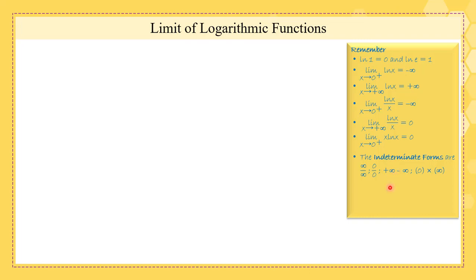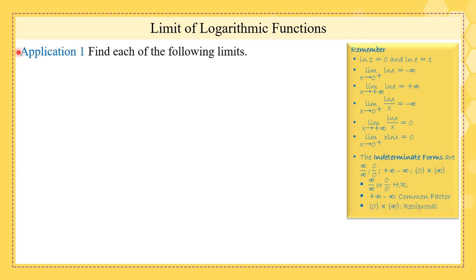We have indeterminate forms: infinity over infinity, 0 over 0, we use L'Hopital's rule; plus infinity minus infinity, we take a common factor; and 0 times infinity, we apply the reciprocal method. Now find each of the following limits. Try to do it alone. Well, if we substitute 0 plus, we get ln 0 plus, which is negative infinity, squared, it's positive infinity, plus 0, which is positive infinity.